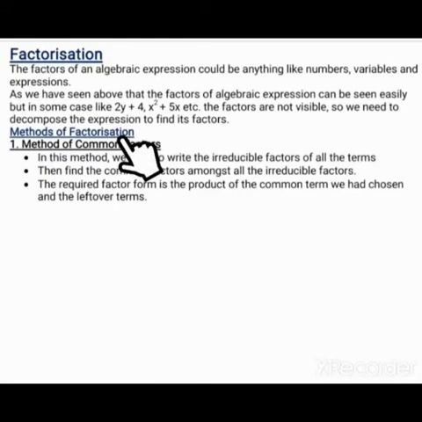Now, methods of factorization. First one, method of common factors. In this method, we have to write the irreducible factors of all the terms. Then find the common factors amongst all the irreducible factors. The required factor form is the product of the common term we have chosen and the leftover terms.